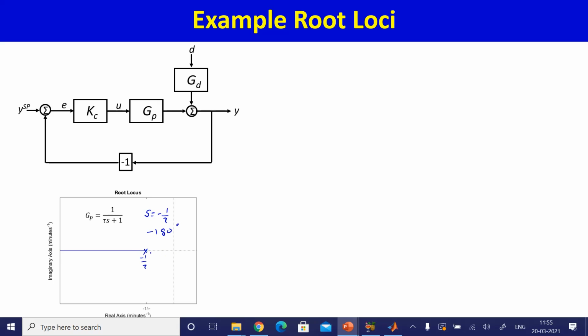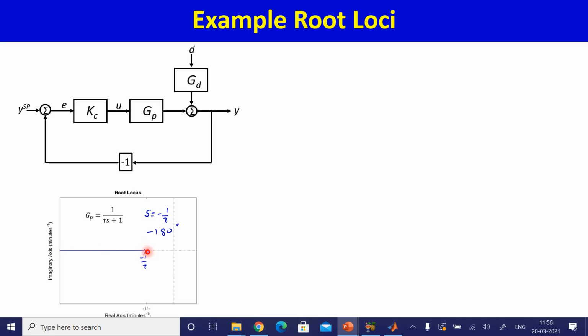And does root locus exist here? No, because the number of critical points, poles and zeros to the right is 0, which is not odd. Does root locus exist here? Yes, because the number of poles and zeros to the right is 1, which is an odd number. And therefore root locus exists here, and that's your root locus plot right there.